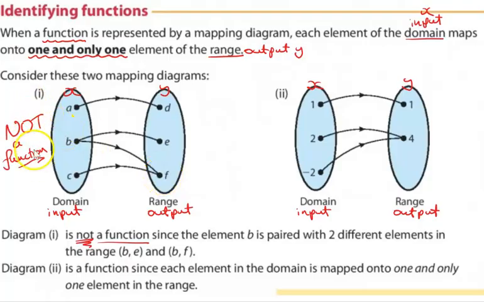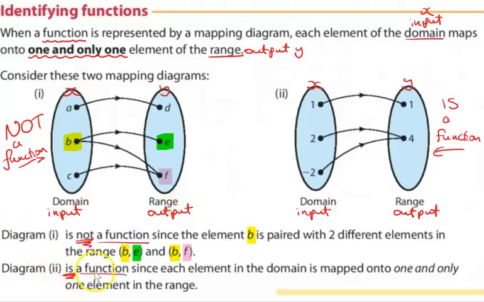So this is not a function. So b maps to e, and b also maps to f. So that cannot happen in a function. We cannot have two arrows leaving the same element going to two different outputs.